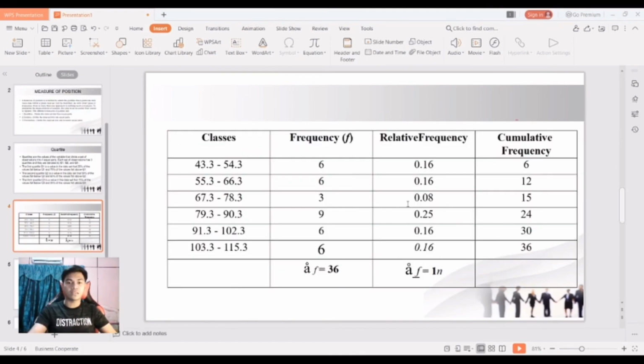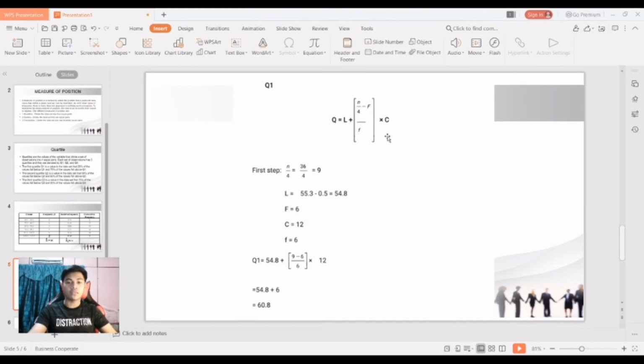Okay, this is the class data for our report. You can see Q1. This is the formula to find the answer for Q1. First step, n divided by 4, the answer is 9. L is the lower boundary, F is the frequency before, C is the class width, and f is the frequency. Okay, this is the second step to find Q1: 54.8 plus 6, the answer is 60.8. This is the answer for Q1.